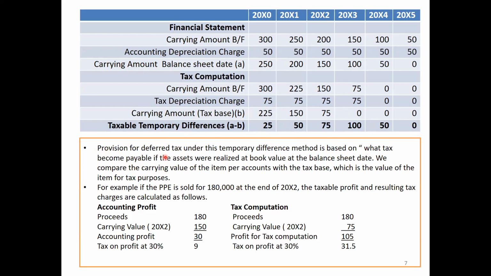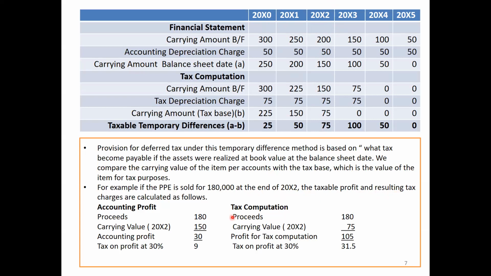Here, the provision for deferred tax under this temporary difference method is based on what tax becomes payable if the asset were realized at book value at the balance sheet date. We compare the carrying value of the items per accounts with the tax base, right? We are going to compare the profits based on the accounting provisions and tax provisions. So what is the value of the item for tax purposes? For example, if PPE is sold for 180,000 rupees at the end of year 2012, we are going to sell the asset in 2012. We purchased in 2010, and we are going to sell it in 2012, after 1, 2, 3 years.